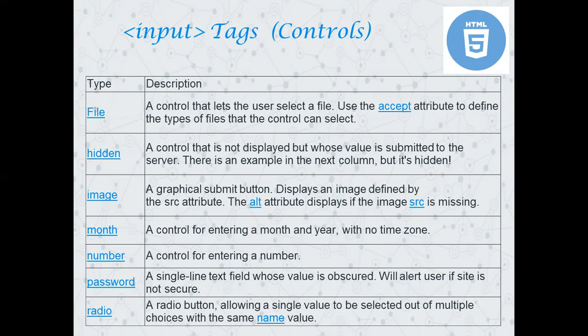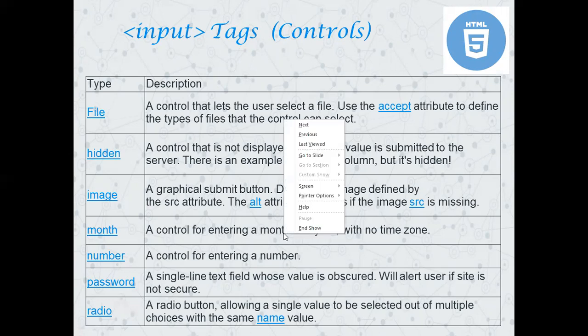Okay, input text controls. Then we have number. What type of numbers? Entering 1, 2, 3, 4. You all know numbers. And password we use when we want to create a password, and for that we give one more control here, hidden. Understood? Then we have radio for single choice, selecting one out of multiple choices with the same name. You can say single choice.